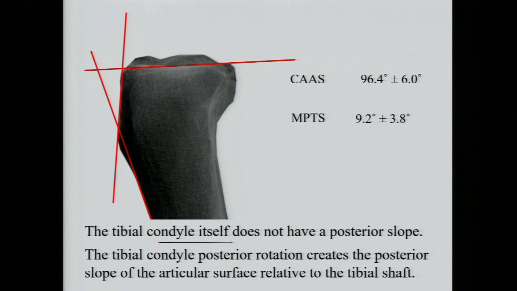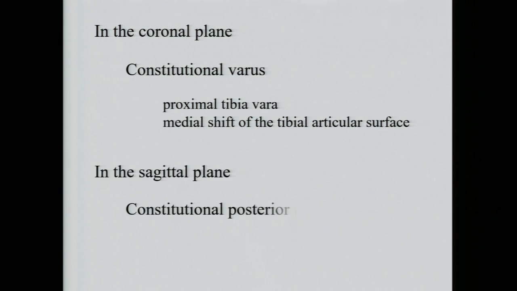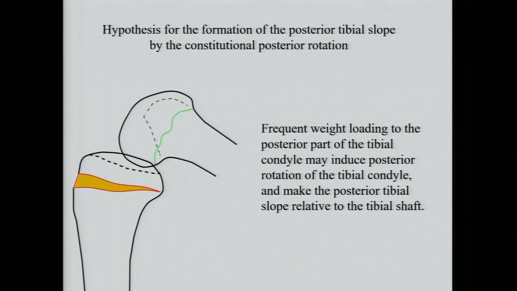So the tibial condyle posterior rotation creates the posterior slope of the articular surface relative to the tibial shaft. So in the coronal plane, constitutional valgus is established by measurements, and we are now proposing in the sagittal plane the concept of the constitutional posterior rotation, which means the tibial condyle posterior rotation and the posterior shift of the tibial articular surface. So why does it happen?